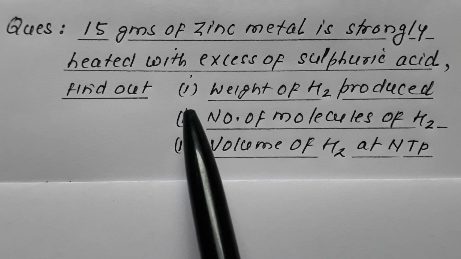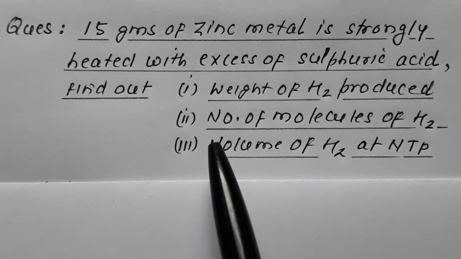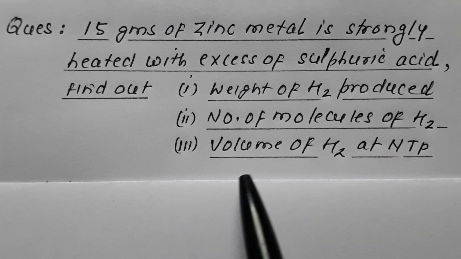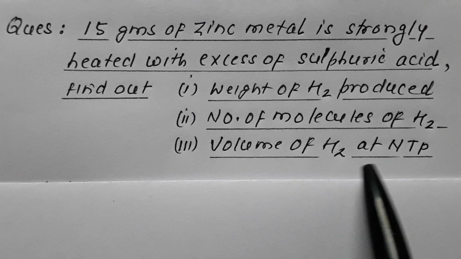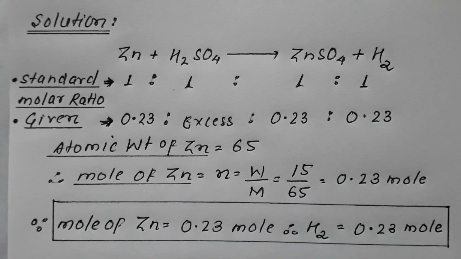Find out, number 1, the weight of hydrogen produced. Number 2, the number of molecules of H2 produced. Number 3, the volume of hydrogen at NTP. So we have to make these 3 calculations. Now how can we proceed? Now let's begin with the solution.